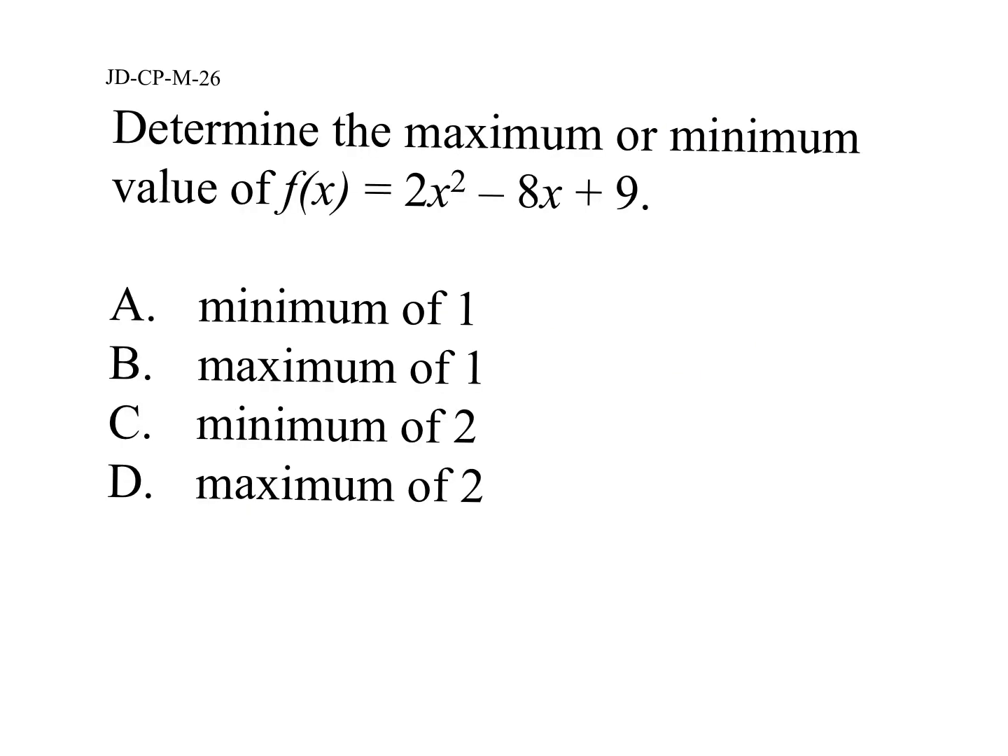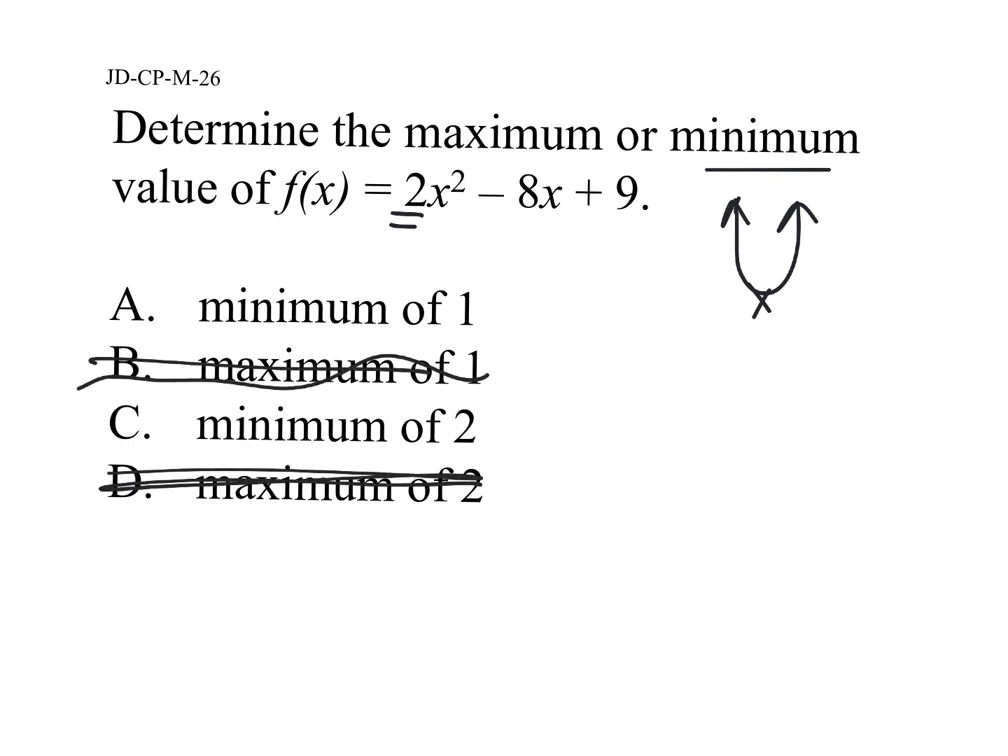Number 26, determine the maximum or minimum value of this function. So first, notice this is a positive number in front. So if that's a positive number, means this is opening upward, which means we're going to have a minimum. So we have a minimum. So it's either A or C.